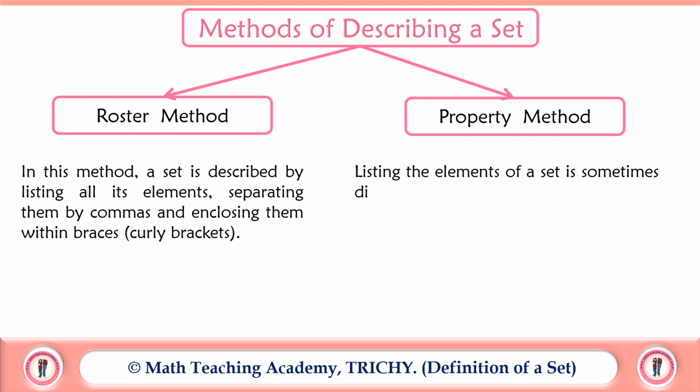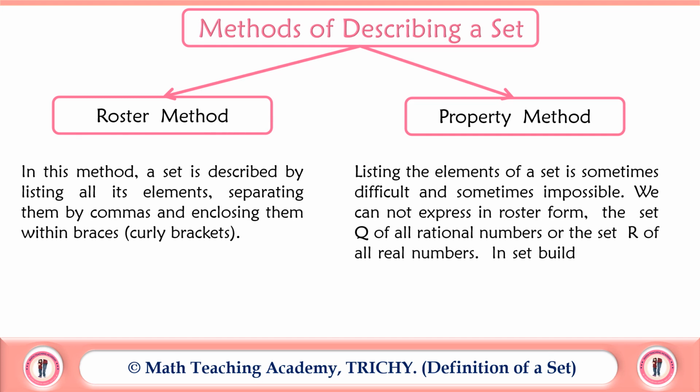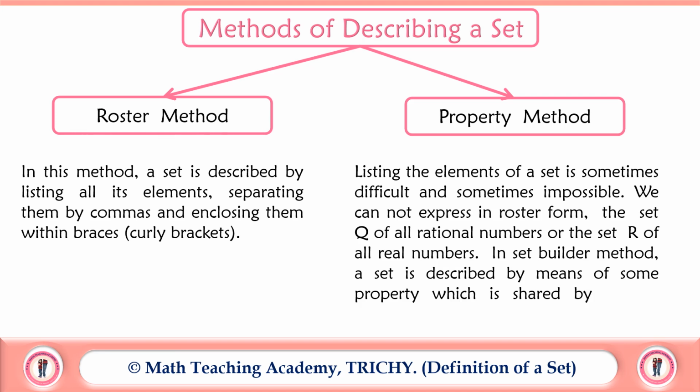And in the property method, listing the elements of a set is sometimes difficult and sometimes impossible. We cannot express in roster form the set Q of all rational numbers or the set R of all real numbers. In this situation, we go for the set builder method. In the set builder method, a set is described by means of some property which is shared by all the elements of the set.